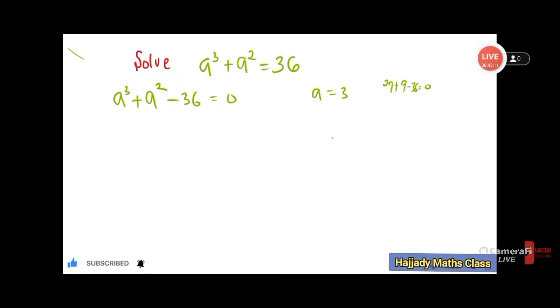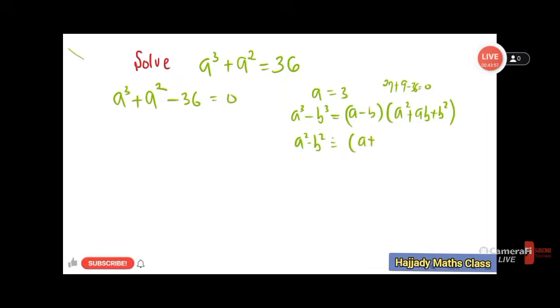So in solving this, we can use the polynomial approach. But instead of using the polynomial approach, I prefer to use the factorization method. So from here, we know that when we have a raised to power 3 minus b raised to power 3, this can be factorized in the form of a minus b into bracket a square plus ab plus b square. And also, when we have a square minus b square, this is a form of difference of two squares, which is the same thing as a plus b and also a minus b. So this is one of the basic principles of factorization.